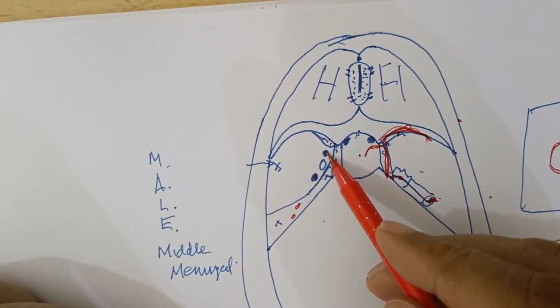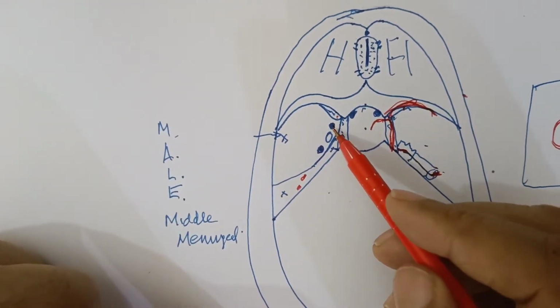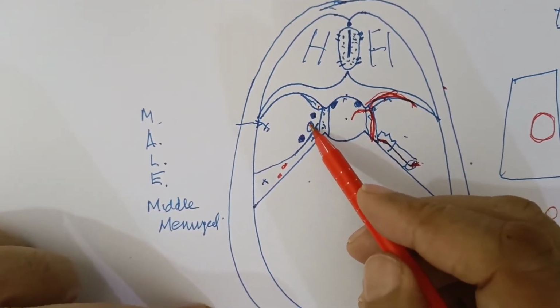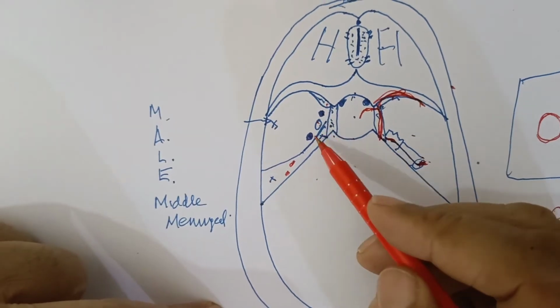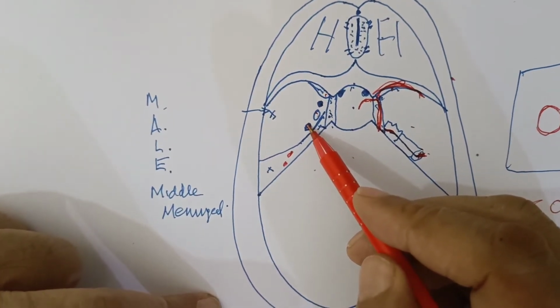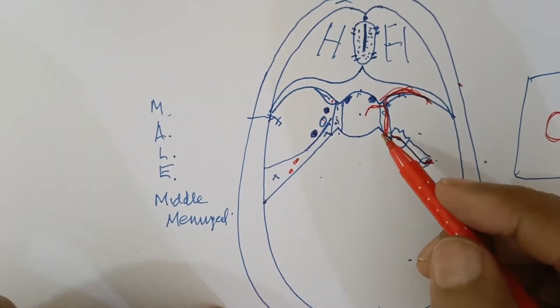What passes through foramen rotundum? Fifth B, maxillary nerve. Foramen ovale, fifth C, mandibular nerve. Foramen spinosum, middle meningeal artery.